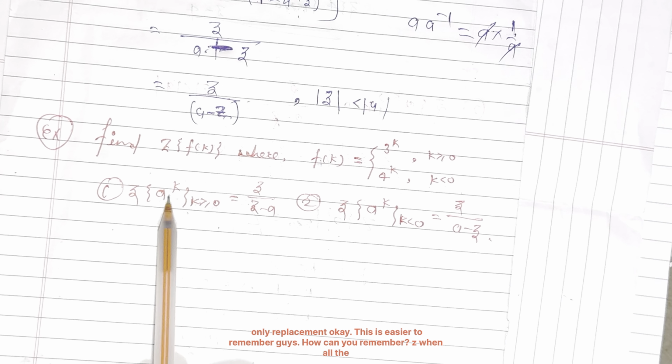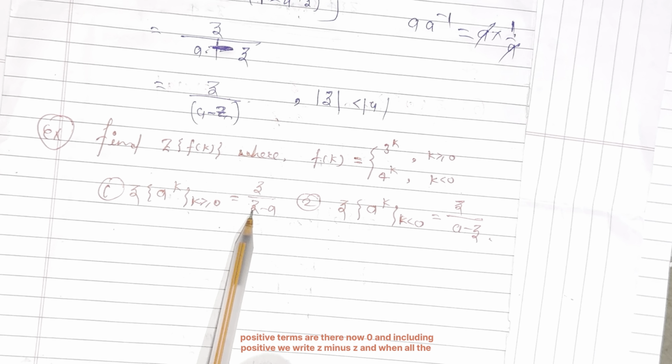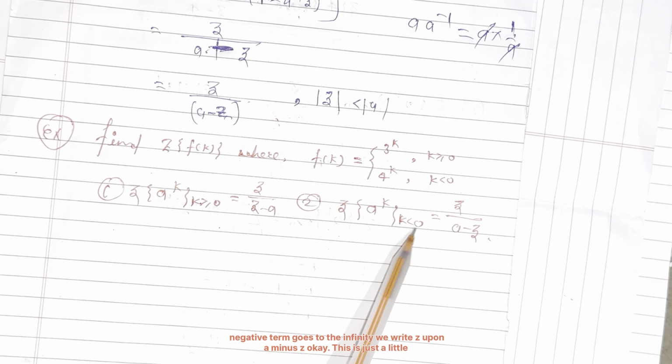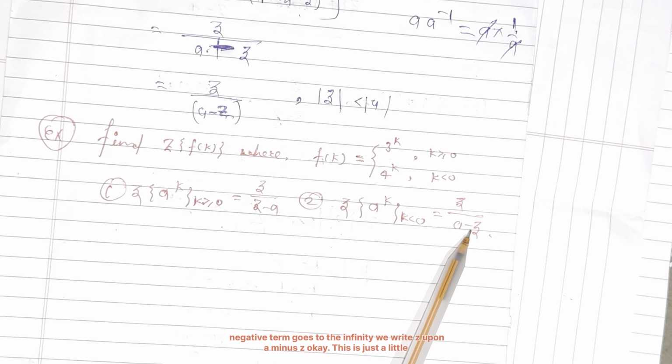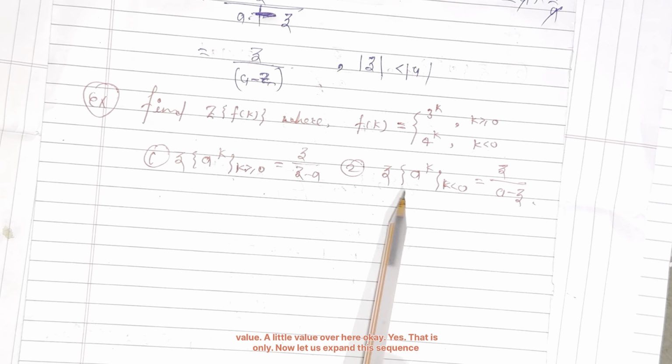How can you remember? When all the positive terms are there, 0 and including positives, we write Z upon Z minus a, and when all the negative terms go to infinity, we write Z upon a minus Z. This is just the altered value over here. That is all.